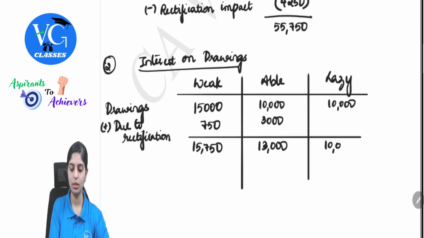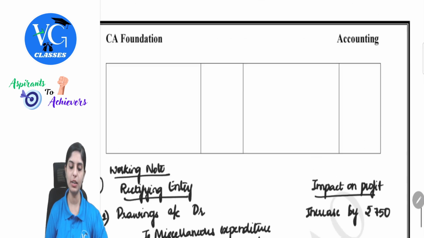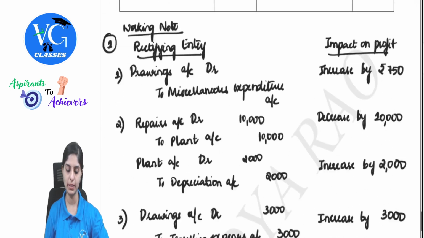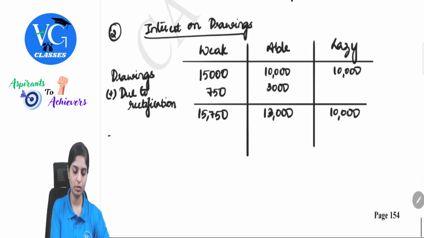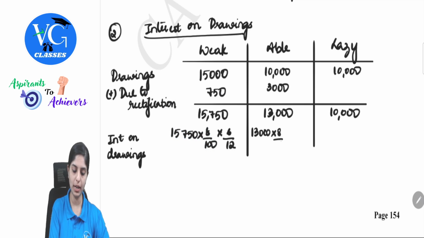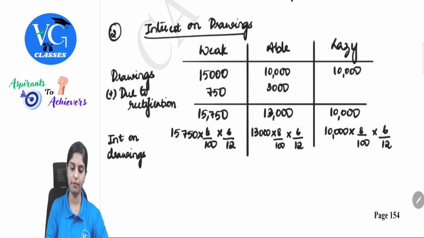13,000 and 10,000. So as we discussed, rate of interest is given, no period mentioned, so we will work it out on an average basis. Interest on drawings will be charged at 8% per annum. So interest on drawings: 15,750 into 8 by 100 into 6 by 12. So this will be 13,000 into 8 by 100 into 6 by 12, 10,000 into 8 by 100 into 6 by 12.